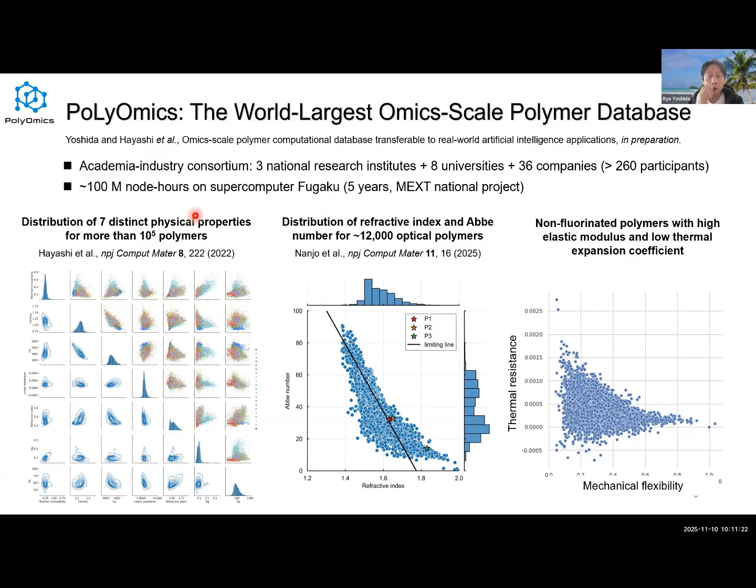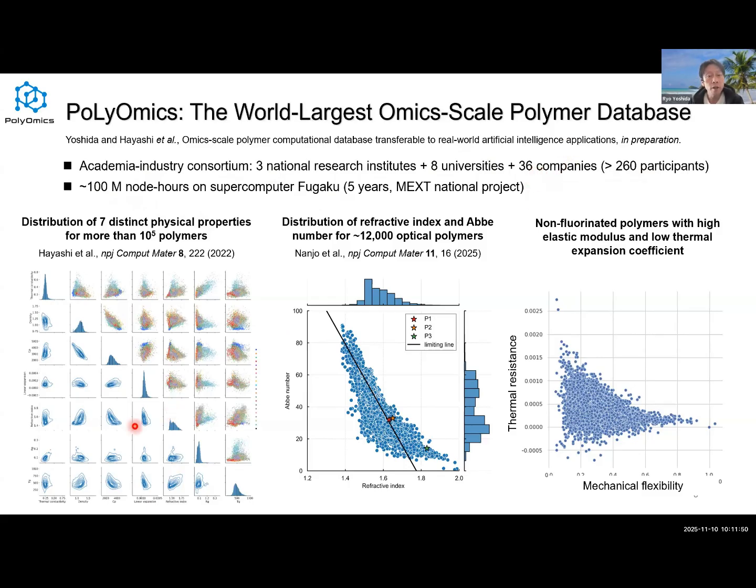And also, in order to accelerate the development of RadonPy and the PolyOmics database, we organize the academia-industry consortium, including more than 260 participants from 3 national research institutes, 8 universities, and 36 or 37 companies.